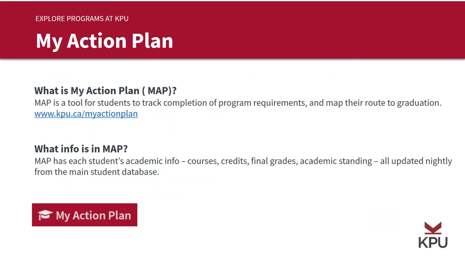Okay, now we will talk about what is My Action Plan. My Action Plan is basically a tool which is used by students as well as by advisors to track completion of program requirements and to check students' route to graduation. I will demonstrate how to use it, so you can understand what the benefits and features of My Action Plan are.